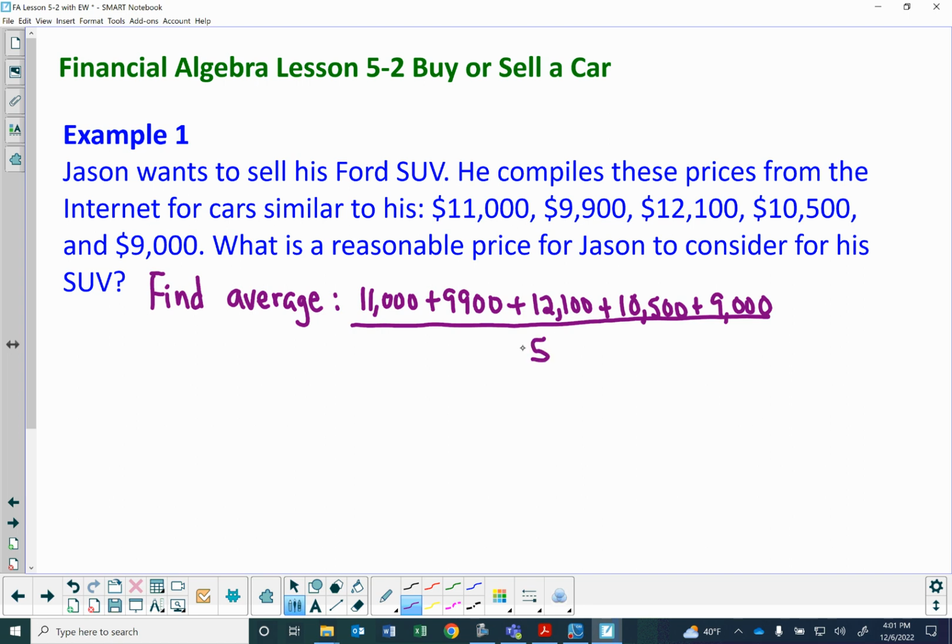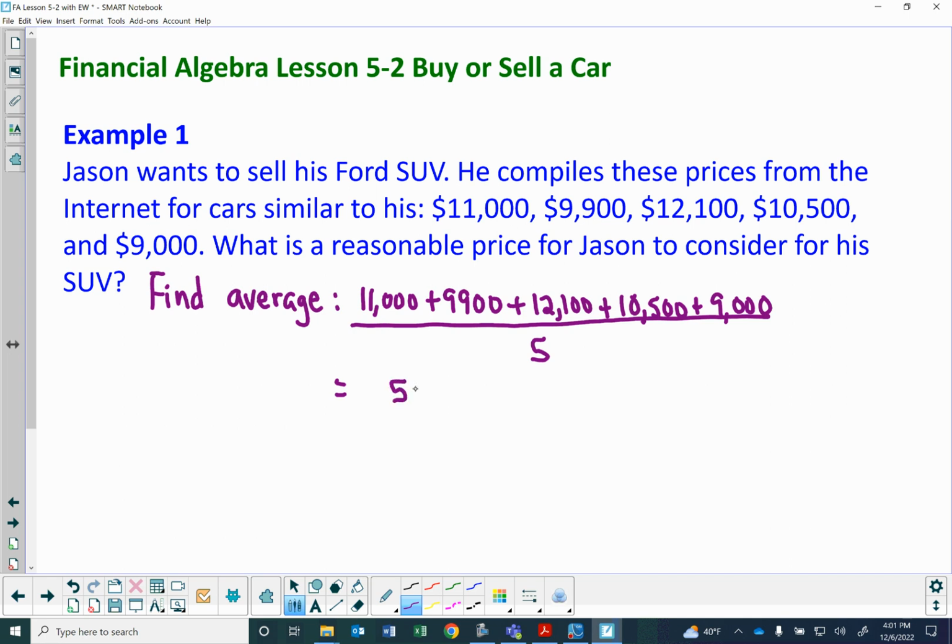All right, so I would like to see this step in your homework, even though I know you can put it on your calculator. Too many of you put too much on your calculator, and then when you get your answer wrong, I have no idea what you did wrong. Okay, if we add these up, if we take 11,000 and add 9,900 to that, and 12,100 and 10,500 and 9,000, we should get 52,500.